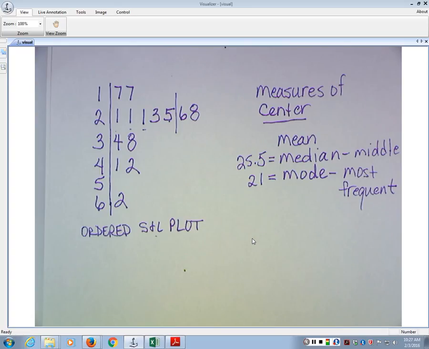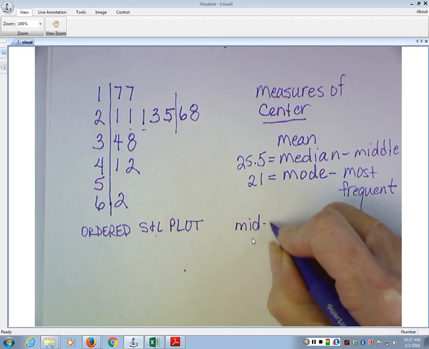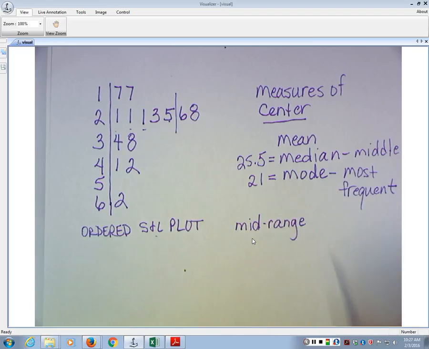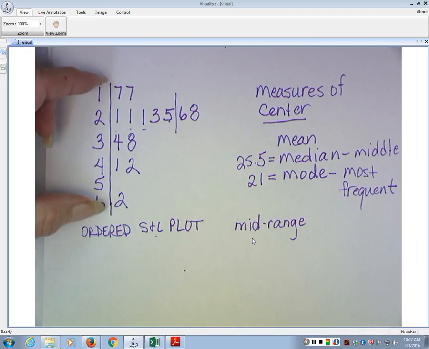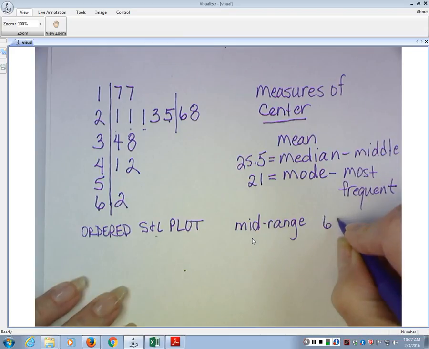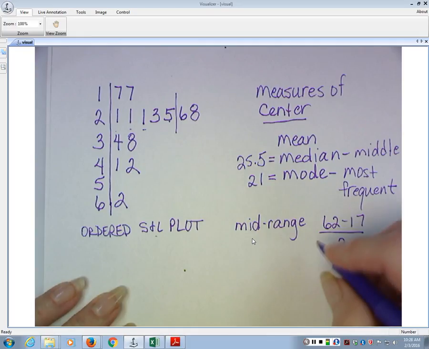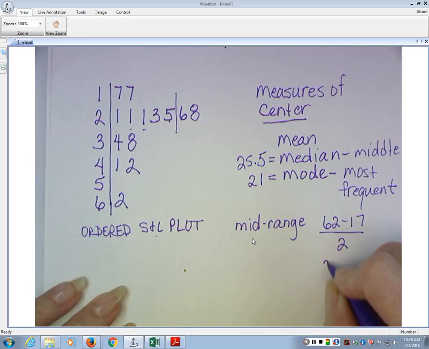Okay? There's another measure, actually a measure of spread, called the mid-range that sounds a little bit like the median, but it's not. The mid-range, range means the lowest to the highest. So 62 minus 17 is the range. But the mid-range is the range divided by 2. So 62 minus 17 is 45. So it's 22.5.